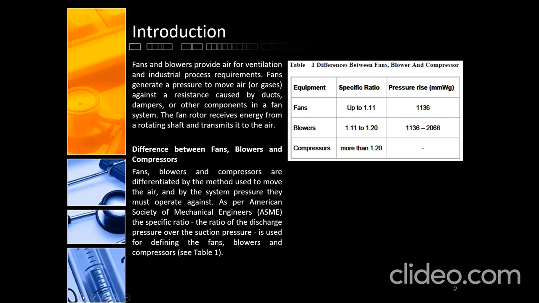Ano yung pagkakaiba niya? So, equipment, yung fans, the specific ratio is up to 1.11. Pressurized is millimeter water gauge is 1136 or 45 inch of water gauge. Blowers, 1.11 to 1.2 yung specific ratio. 1136 to 2066 ang millimeter water gauge pressurized. Compressor is more than 1.2 yung specific ratio. Then pressurized siyempre above 2066.